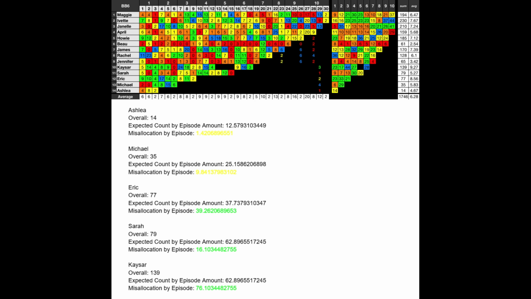Ashlia has an overall diary room count of 14. Her expected count by episode amount is 12.57, meaning her misallocation by episode is 1.42, which means she has a balanced distribution. Michael has an overall diary room count of 35. His expected count by episode amount is 25.15, meaning his misallocation by episode is 9.84, meaning that he has a balanced diary room distribution.